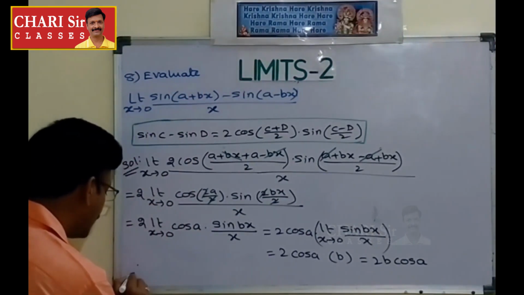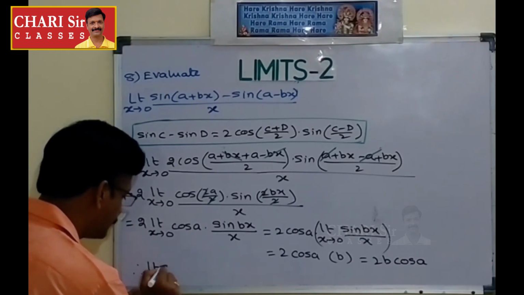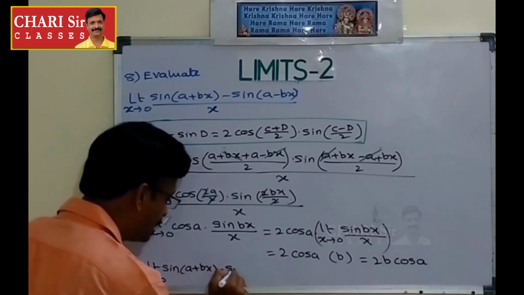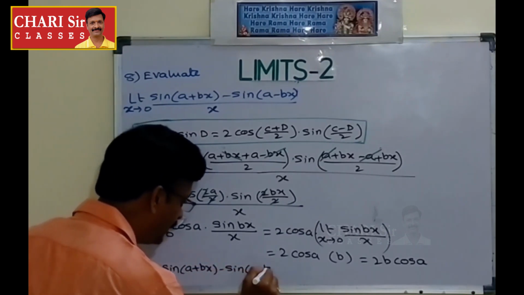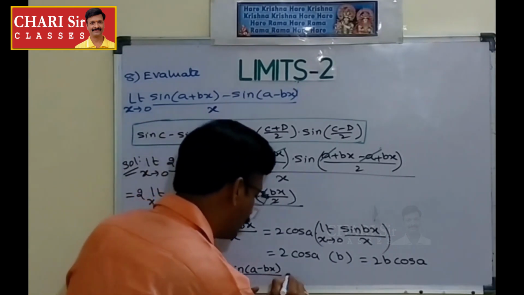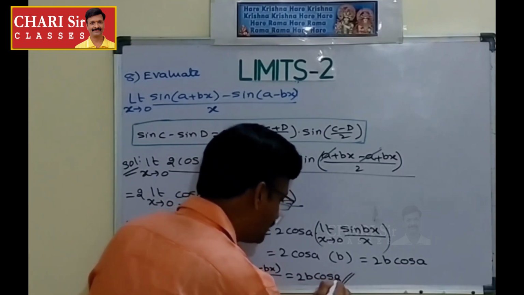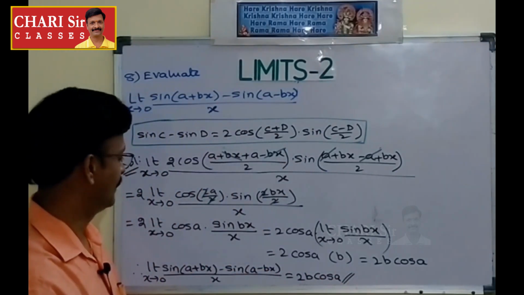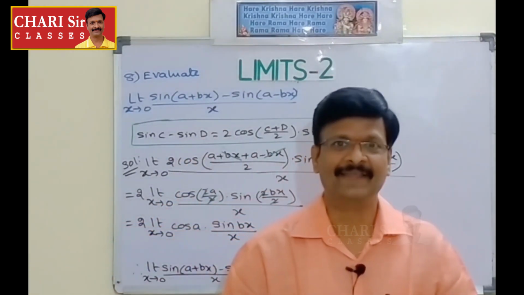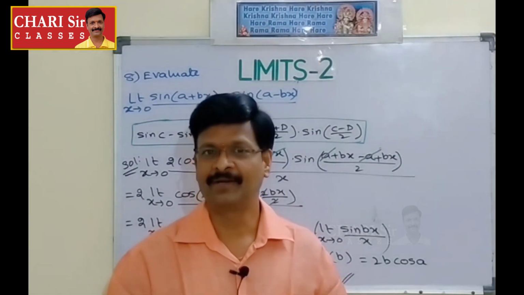So the final result: limit x tends to 0 of sin of (a plus bx) minus sin of (a minus bx), total divided by x, is equal to 2b cos a. This is the limit value of this function. Like this you can easily solve any such questions with this important question. Our limits part 2 is completed.